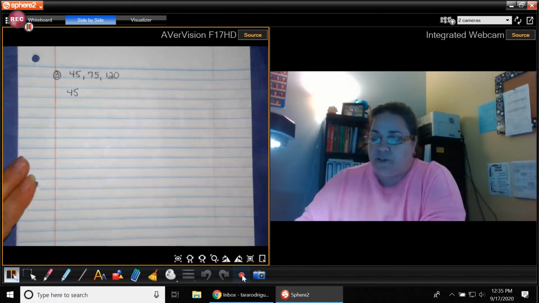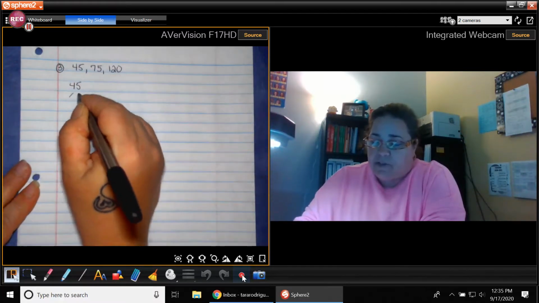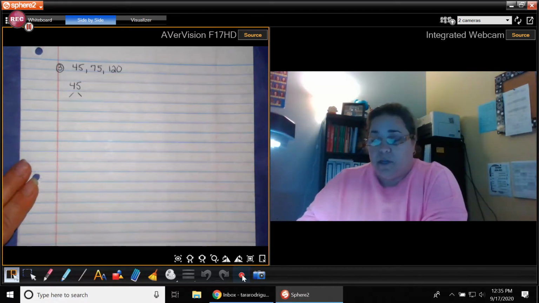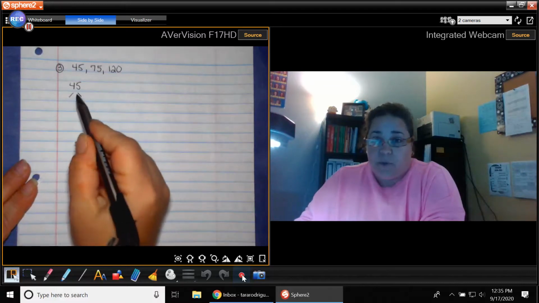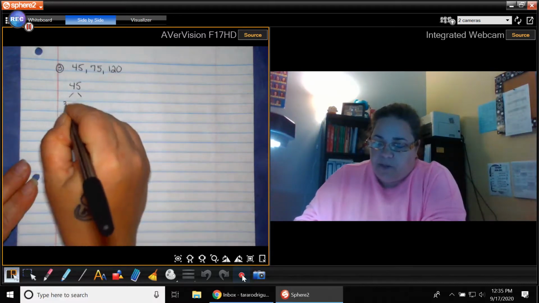Okay, so first number is 45. Prime factorization, I'm creating a factor tree. The first thing I do is look for the lowest prime number that goes into the number. So 2 does not go into 45, but 3 goes into 45. 3 is a prime number, so I'm going to circle it.